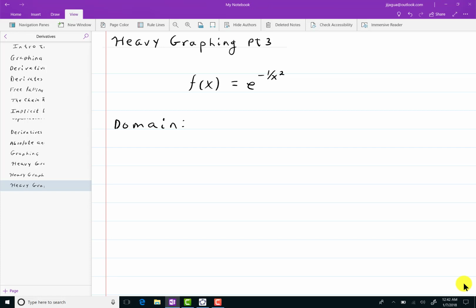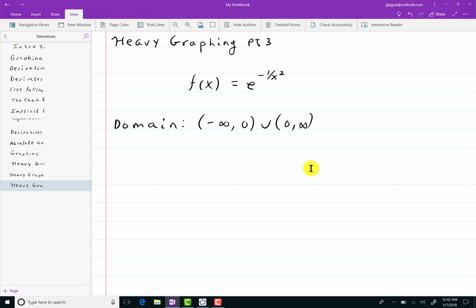You should know that the function just e to the x is defined for all real numbers. So if anything is going to cause us a problem here, it's what's in the exponent. And up here, since I have x squared in the denominator, x cannot equal 0. So my domain will be negative infinity to 0, union 0 to infinity.